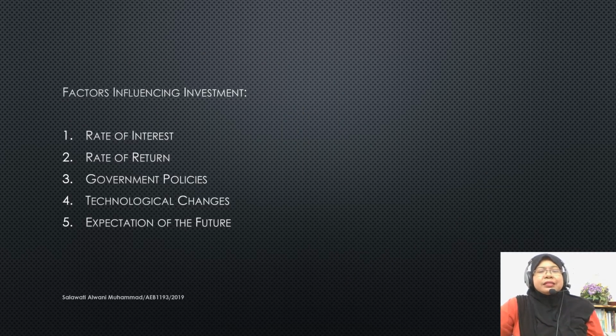Factors influencing investment. We have 5 factors. The first one is rate of interest. So, if the rate of interest is high, the cost of borrowing become more expensive, and thus the investment from a firm will be lower, and vice versa. Okay, so there is an inverse relationship between rate of interest and investment.